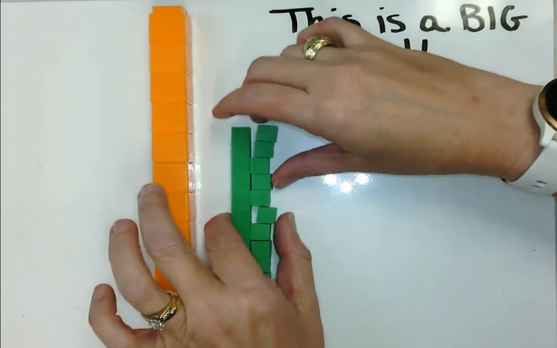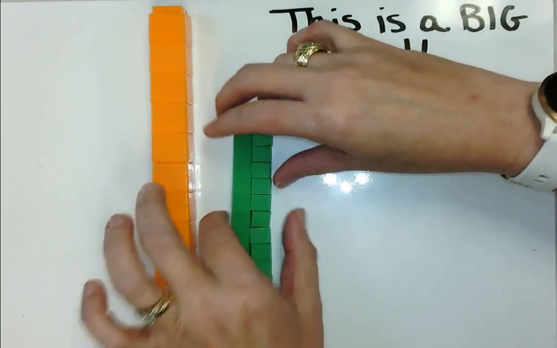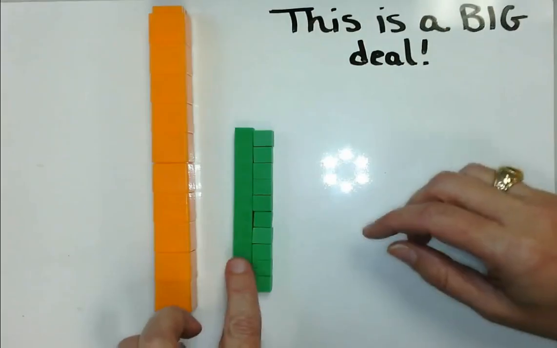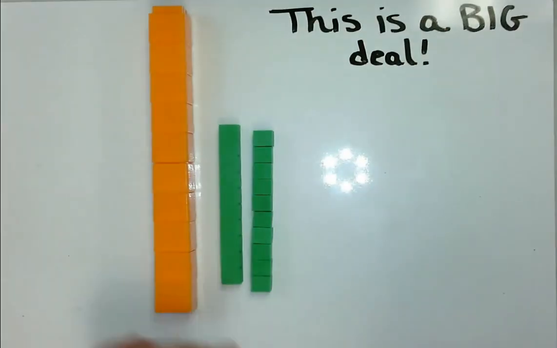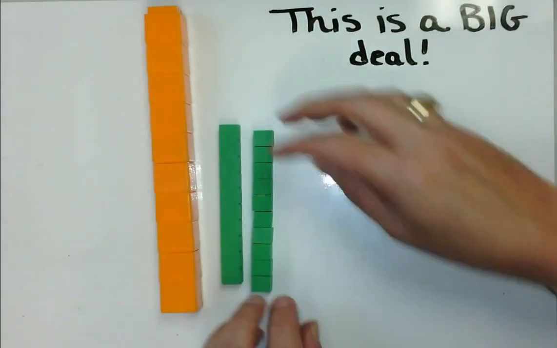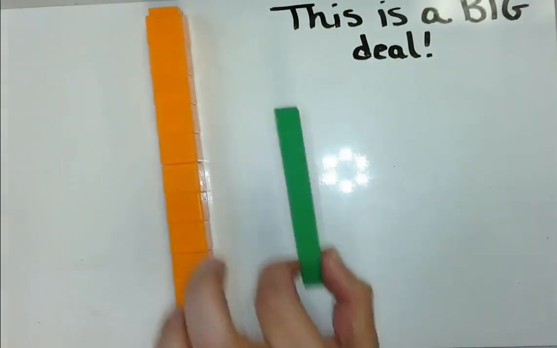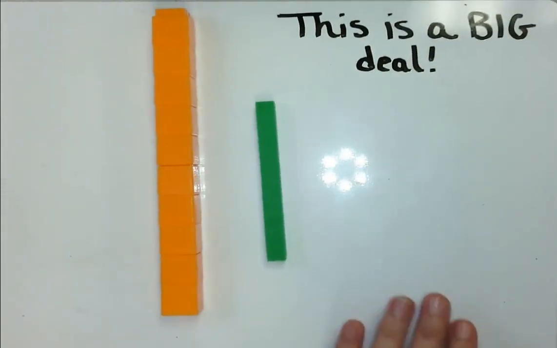That this is the same amount. This is 10, and so is this. Just as they can break this apart, the students cannot break apart this 10 rod, so you're going to have to teach them how to make a trade instead of breaking it apart.